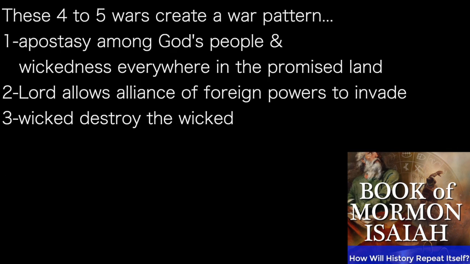All of these wars, these 4 to 5 wars, have common elements. When you put them all side by side, you see that they create a war pattern. And that war pattern is there's apostasy among God's people. There's wickedness everywhere in the promised land. So the Lord allows a foreign power to invade the promised land. An alliance of nations invades the promised land and starts destroying the wicked. The Lord using the wicked to destroy the wicked.